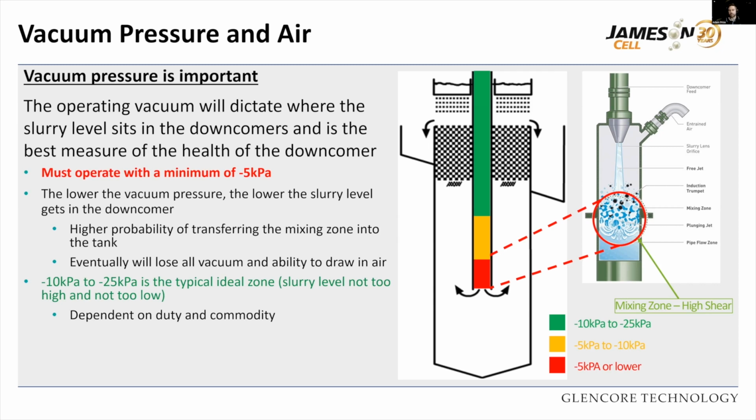We suggest that anywhere between 10 and 25 kPa is the ideal zone. This would mean that it's sitting in a zone where it's obviously not too low, but it's also not right up the top of the downcomer either. And as I said, you've got plenty of room there for mixing zone, as well as some improved area to dissipate some of that energy as the material moves into the main tank.